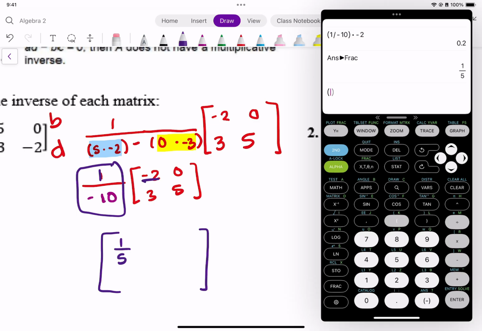Okay, next one. Again parentheses, 1 over -10 times our next one, 0, so it's going to be 0. Next one times 3. Again, another decimal, so let's press math, enter. That would give us -3 over 10. We have one more, so 1 over -10 times 5, and that would give us another decimal. Math, enter, so -1 over 2. So this will be the inverse of that matrix.